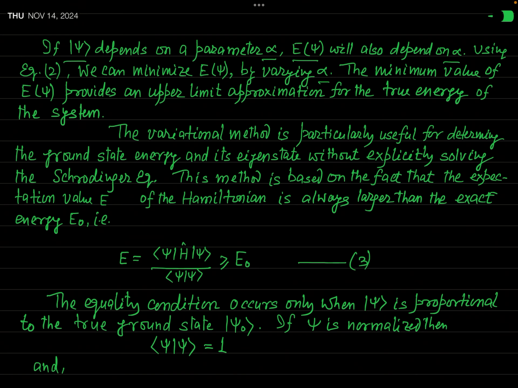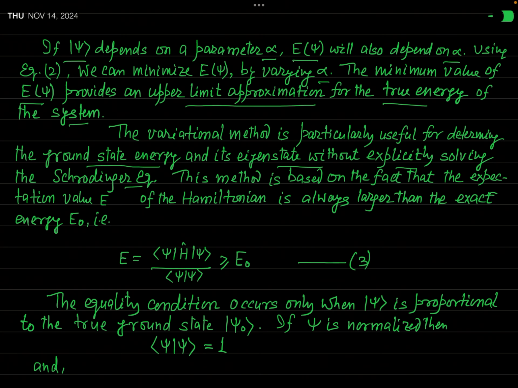And the minimum value of E of psi provides an upper limit approximation for the true energy of the system. Okay. In fact, the variational method is particularly useful for determining the ground state energy and its eigenstate without explicitly solving the Schrodinger equation. Its basic aim is to determine the ground state energy, although we can determine a few excited state energies too, but the basic aim is to determine the ground state energy.